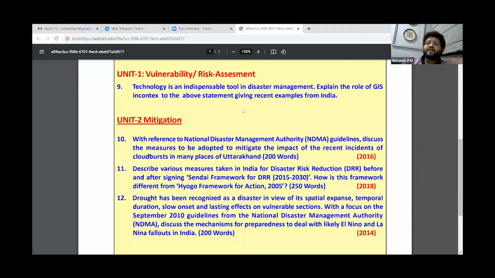Non-structural issues are the zonation and mapping, which can reduce the vulnerability, because now we know that this particular area is prone to the disaster. And having proper early warning systems in place so that people have sufficient time to move towards the areas which are not impacted by these disasters.